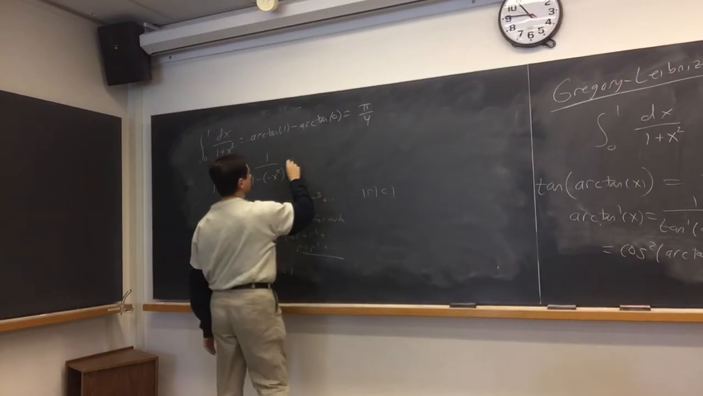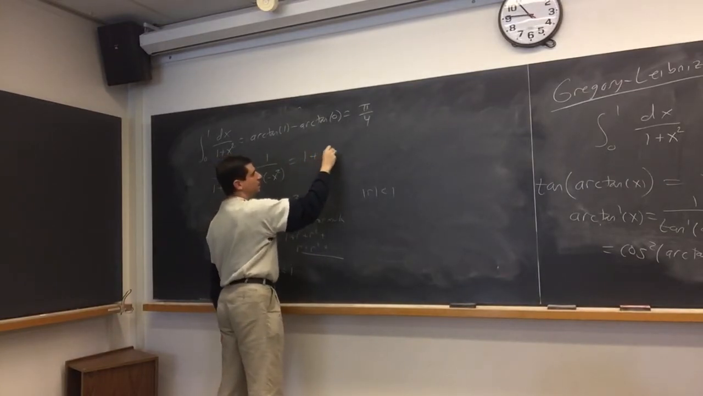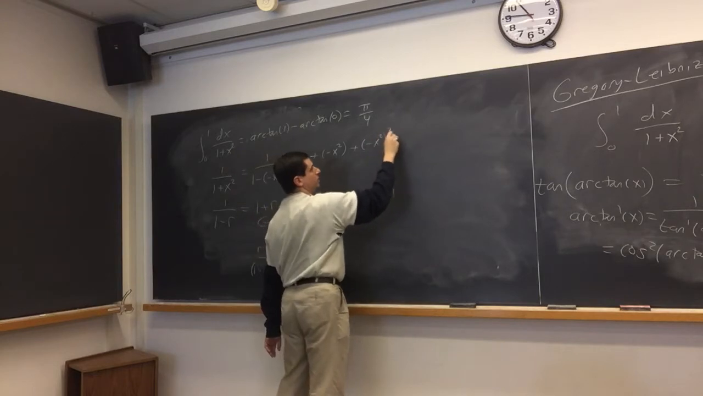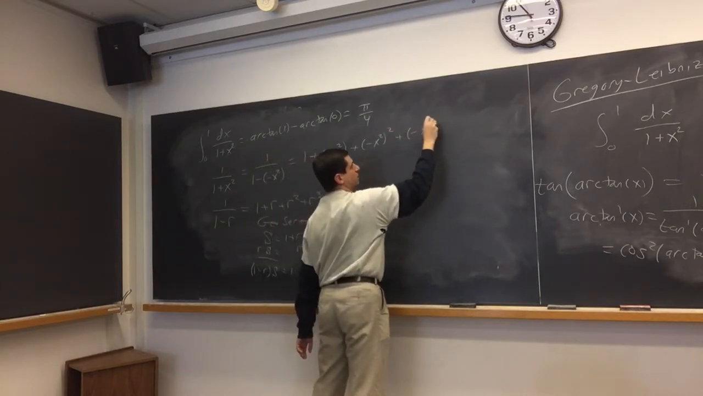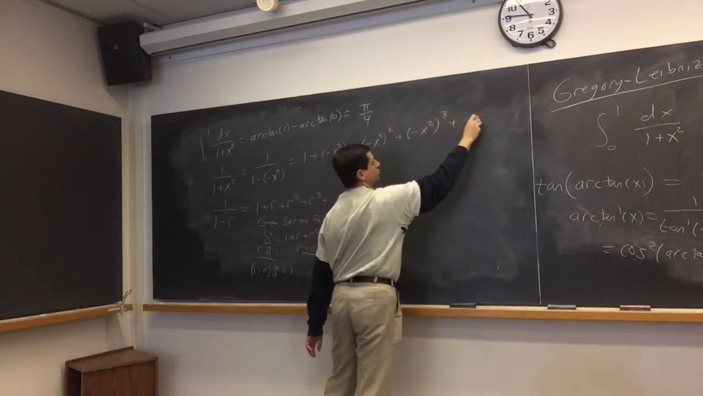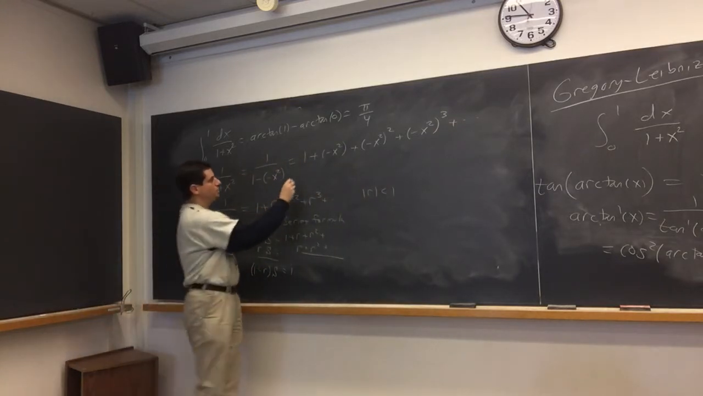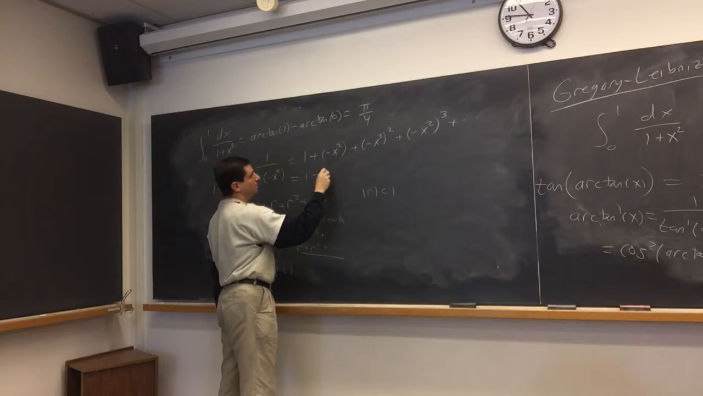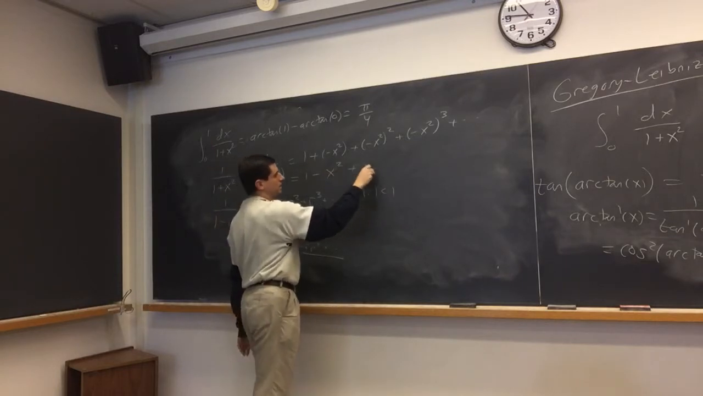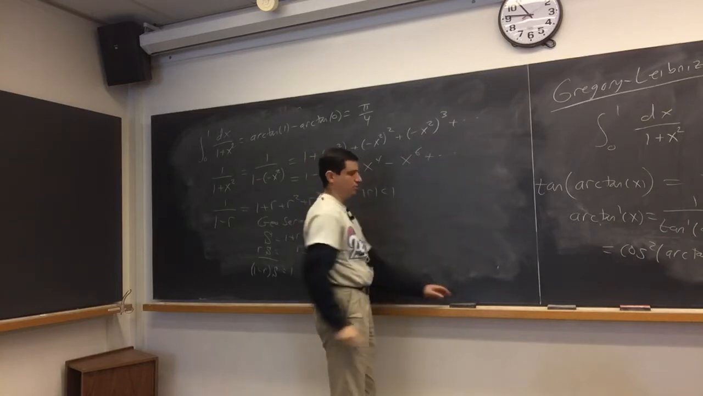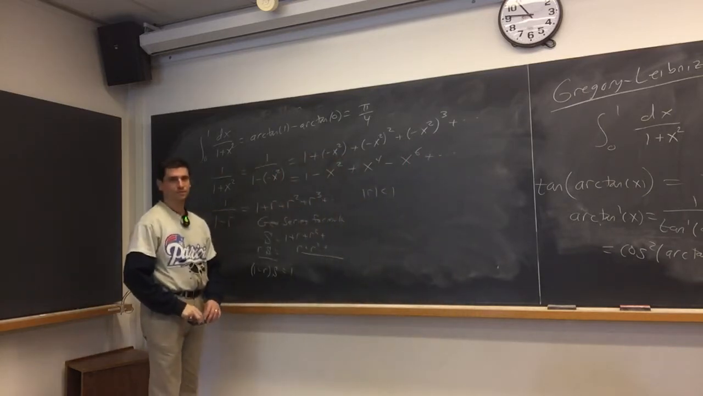And I could write this as 1 plus negative x squared plus negative x squared squared plus negative x squared cubed plus dot dot dot. So this would be 1 minus x squared plus x to the 4th minus x to the 6th plus dot dot dot. Okay?